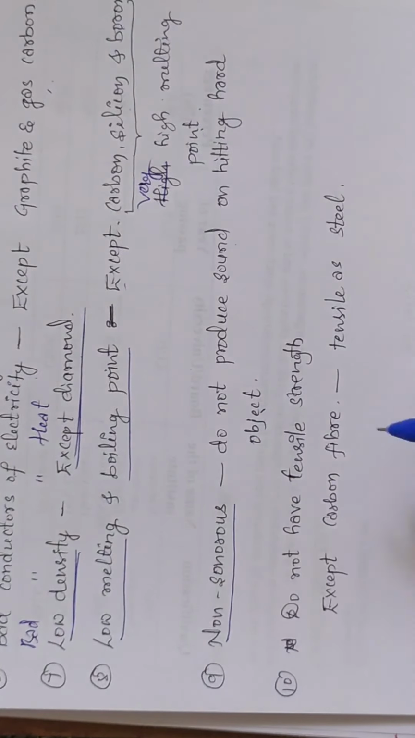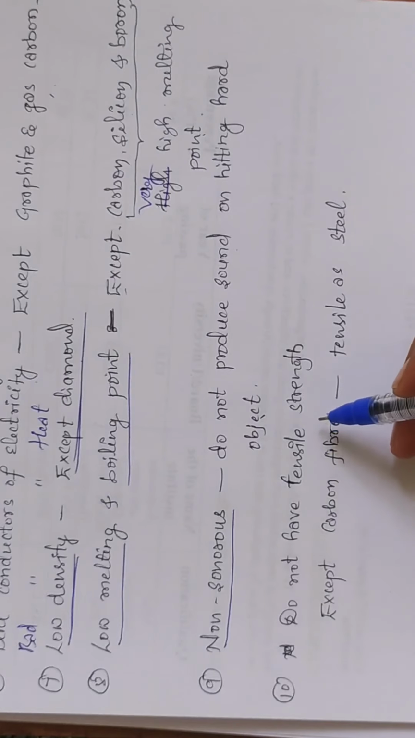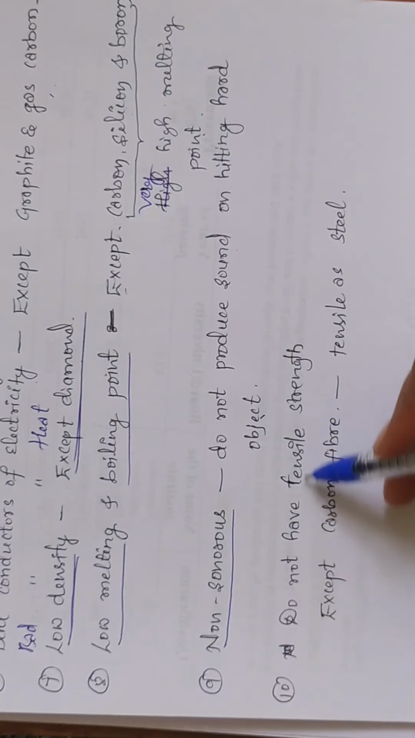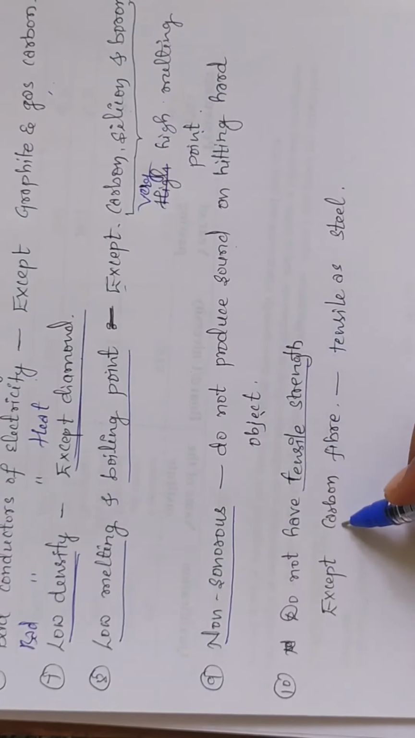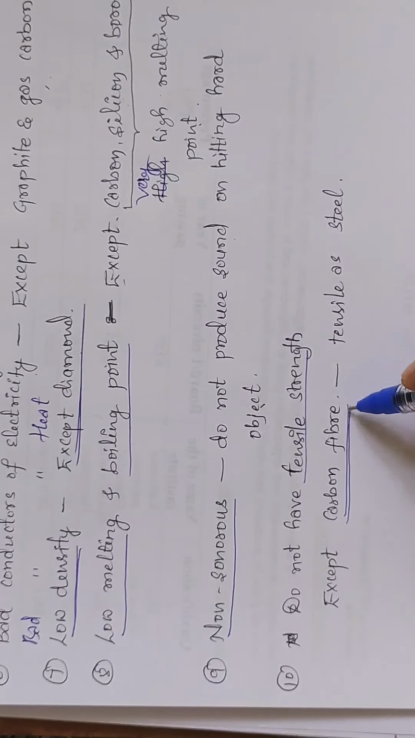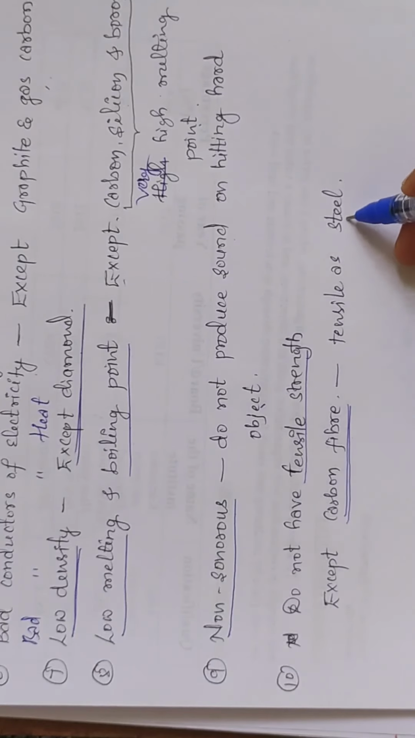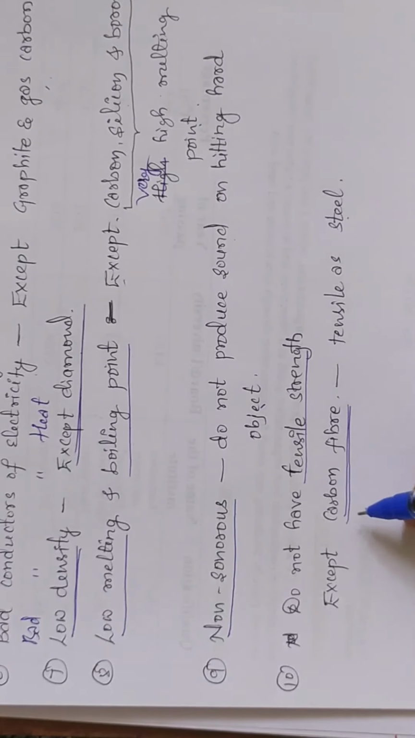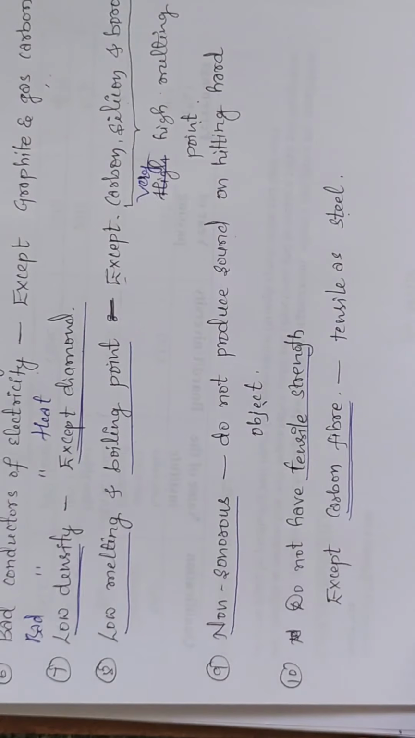And the last physical property is tensile strength. They do not have tensile strength except carbon fiber. Usually this carbon fiber has a tensile strength like steel. But the remaining non-metals do not have tensile strength. And these are the physical properties of the non-metals.